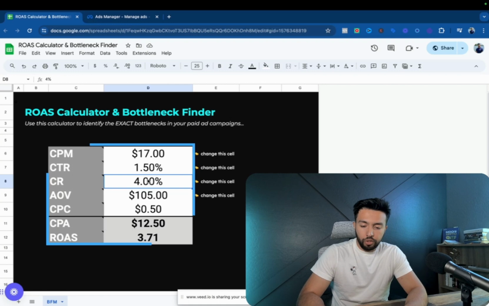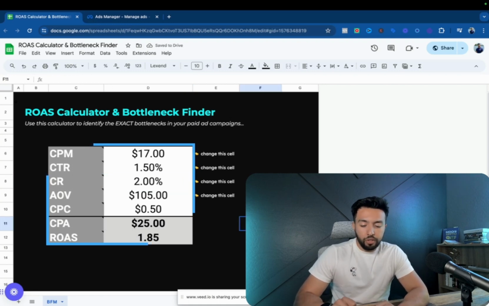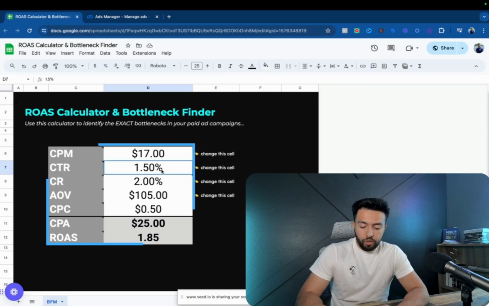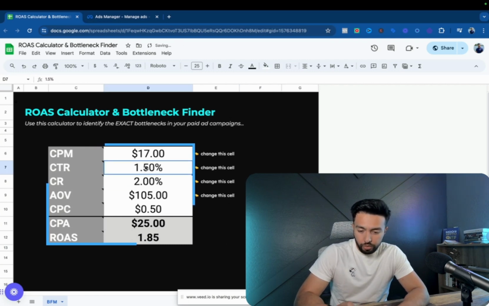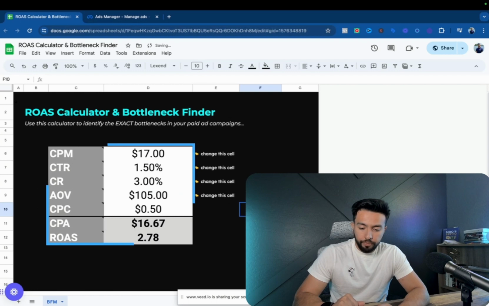Now, let's just say the conversion rate goes down to 2%. Conversion rate is what really matters here, because now we're at under 2 ROAS. So let's just say we get it to 3%. And now you see a 3.71. That's just me moving the CTR. Conversion rate at 3%, 2.78 ROAS.